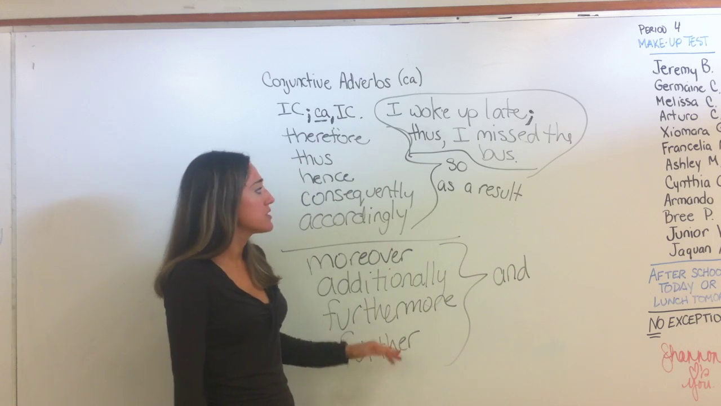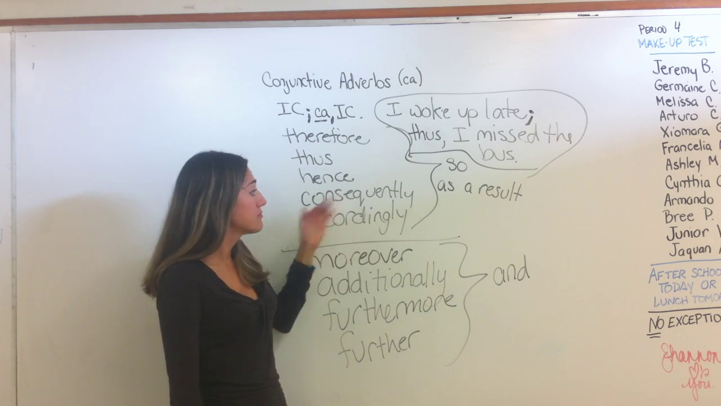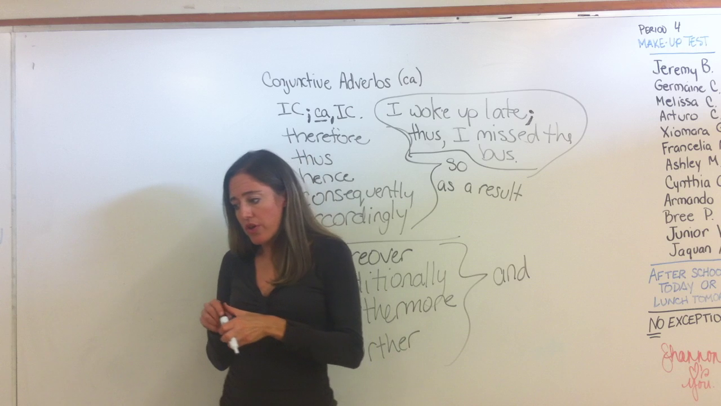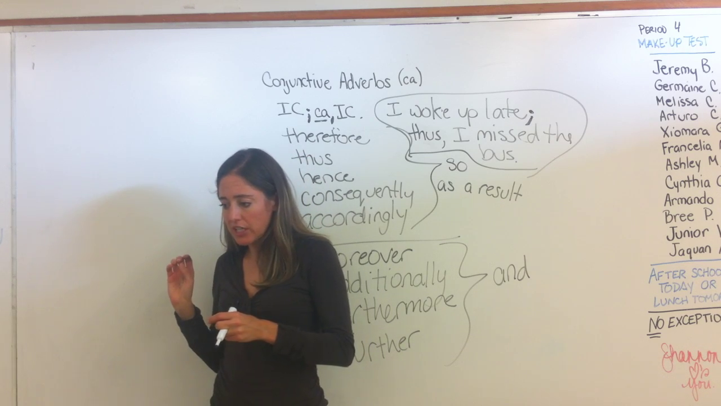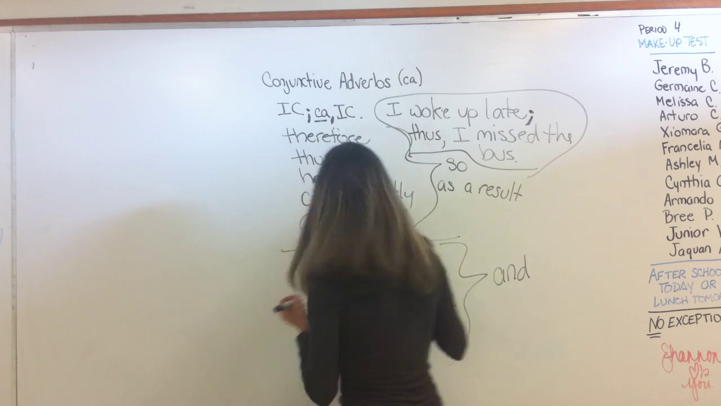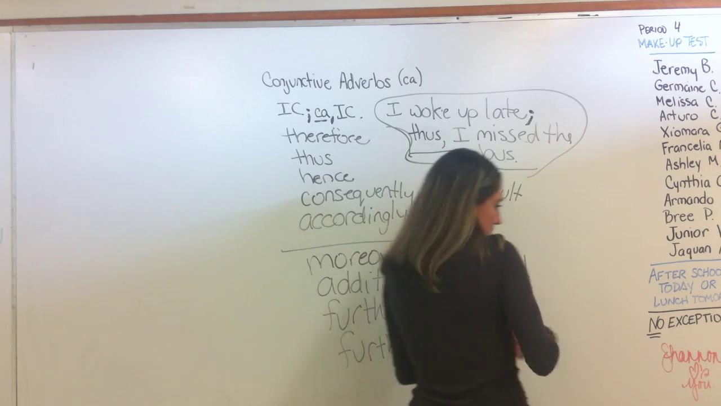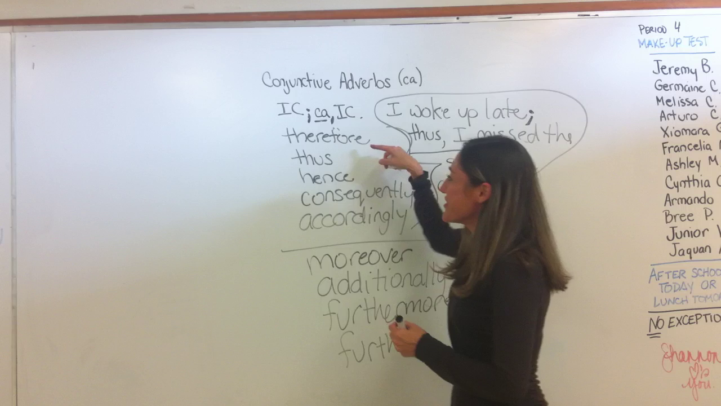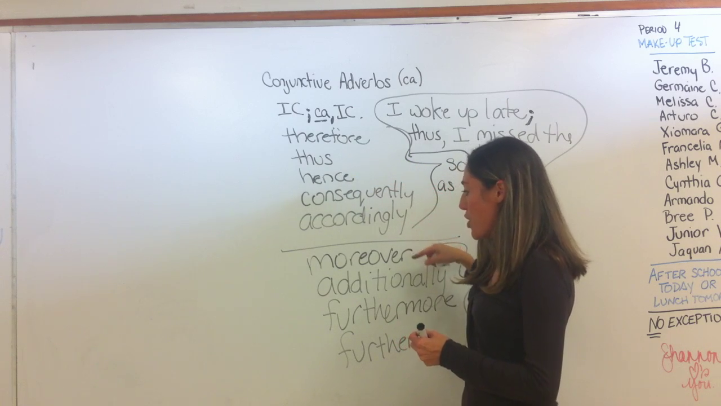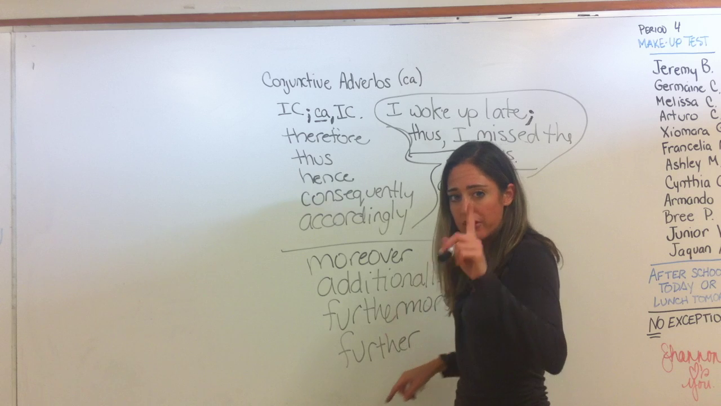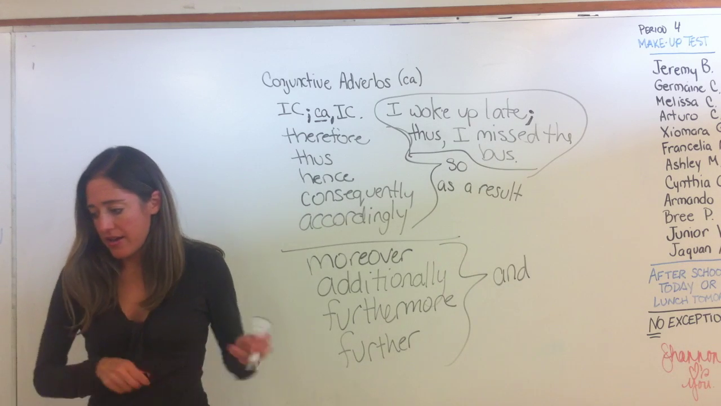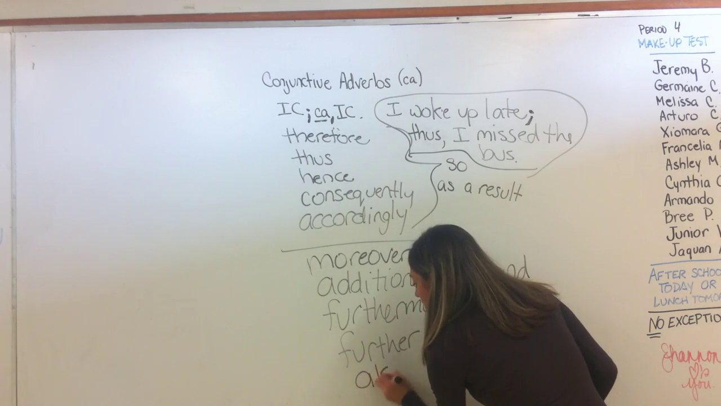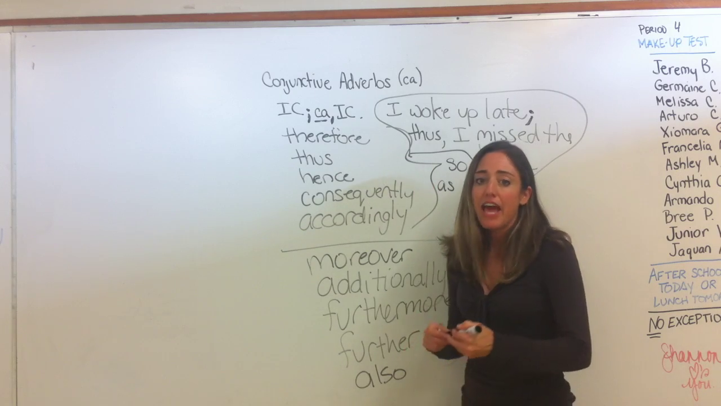So these are your addition words. These are your as a result words. And then you have your on the contrary words. There's a couple. How about we end with those today? That sounds like a good plan, right? So you have therefore, thus, hence, consequently, and accordingly. Moreover, additionally, furthermore, further. Let me add one more: also, that's an easy one. Also. So now you have 10, and you know what they mean.